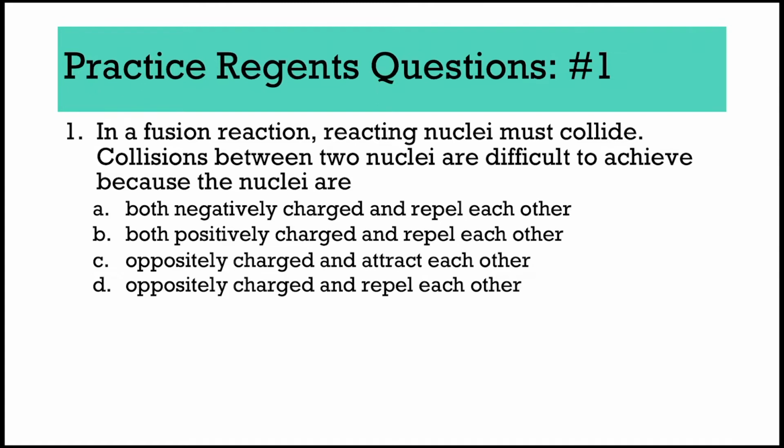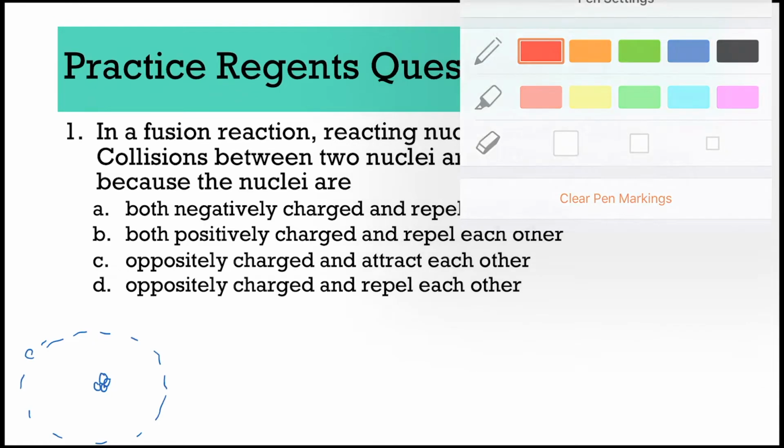Right. So we'll just read through the first question together. In a fusion reaction, reacting nuclei must collide. Collisions between two nuclei are difficult to achieve because the nuclei are A, both negatively charged and repel each other, B, both positively charged and repel each other, C, oppositely charged and attract each other, or D, oppositely charged and repel each other. Take a moment to answer this.